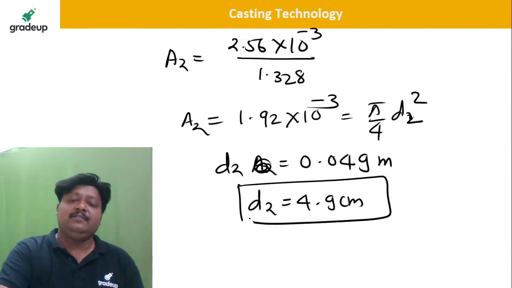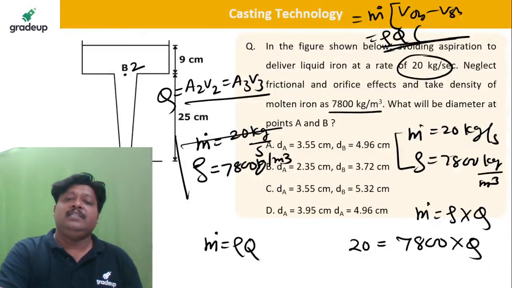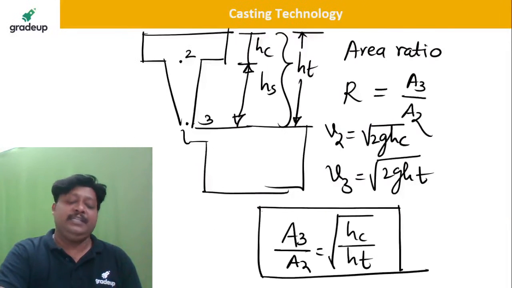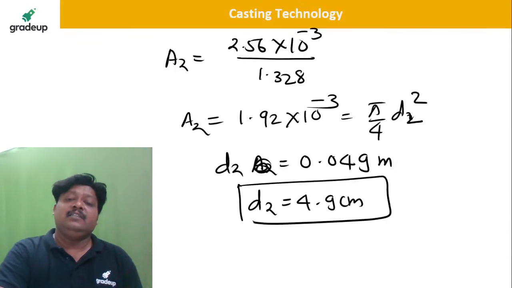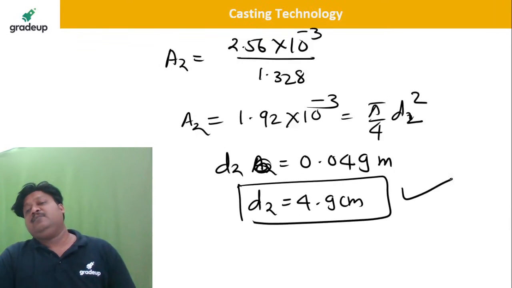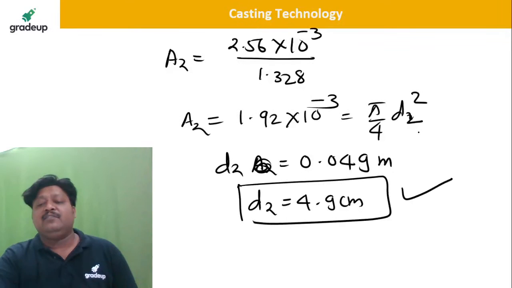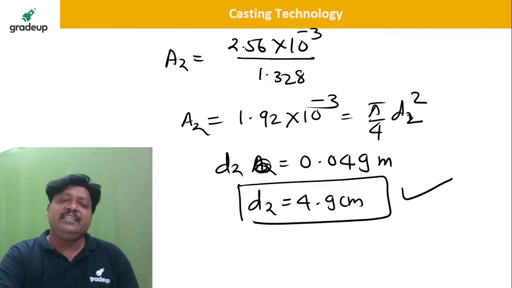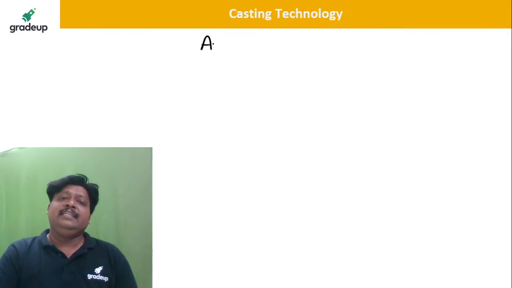So check the answer. Yes, 4.9 it is at B. Yes, you are getting 4.95, that is correct, 4.9 centimeter. And if you want to calculate the diameter at the cross section at 3, then A3 V3 is equal to Q, the discharge. As you know, Q is how much?